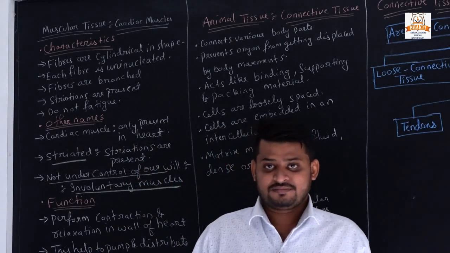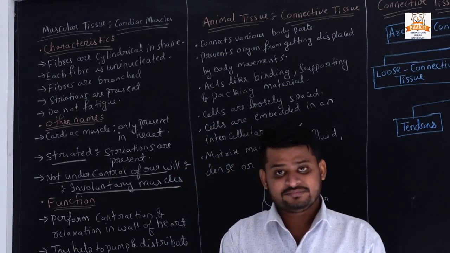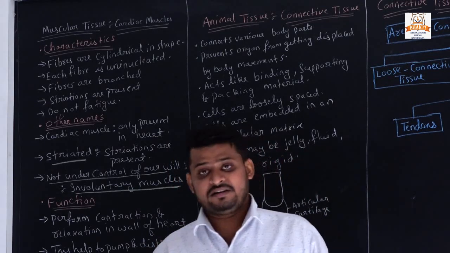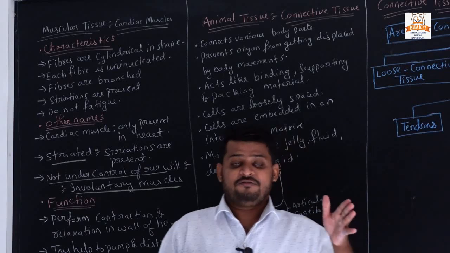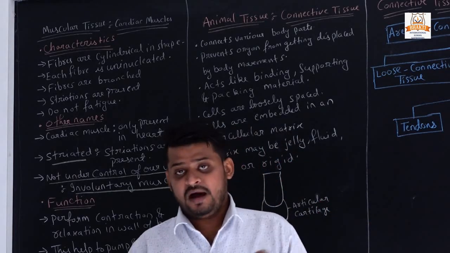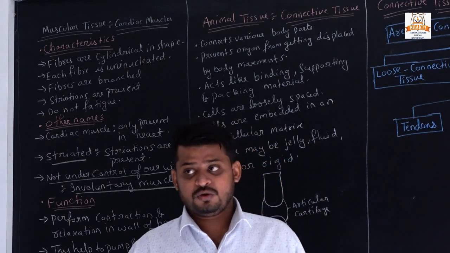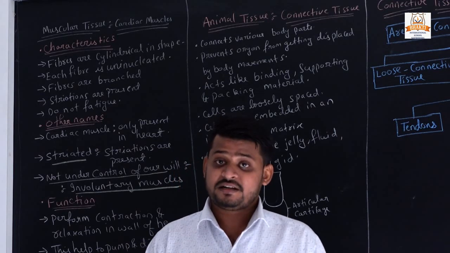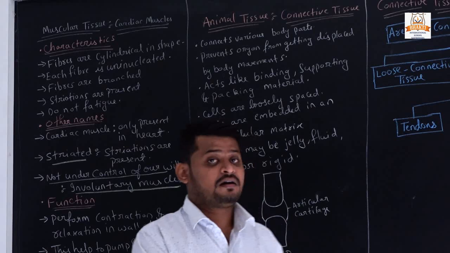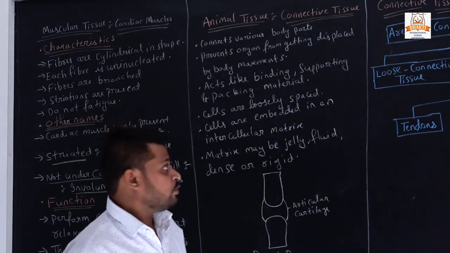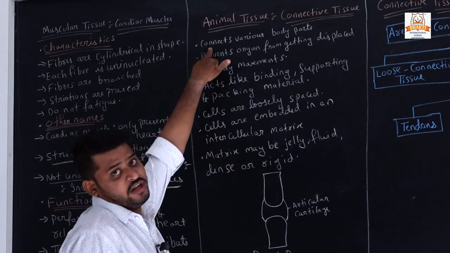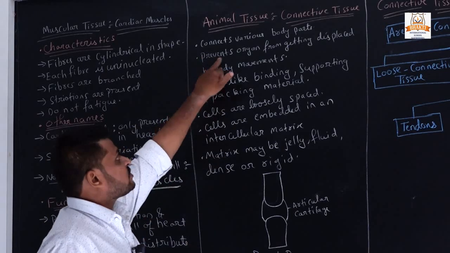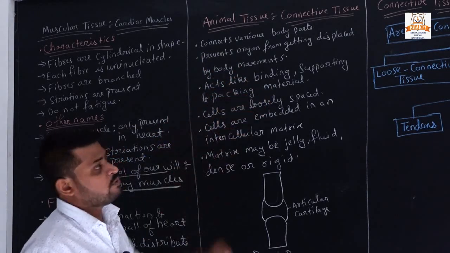Our whole body, the first layer is skin, then after skin muscles, then the skeleton. So these will pack and bind and make our body. All things are connected to each other. How is it connected? It is connected by a connective tissue. So our various body parts are connected by connective tissue. It prevents organs from getting displaced by body movement.